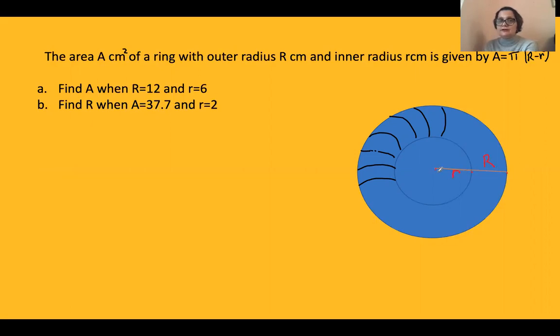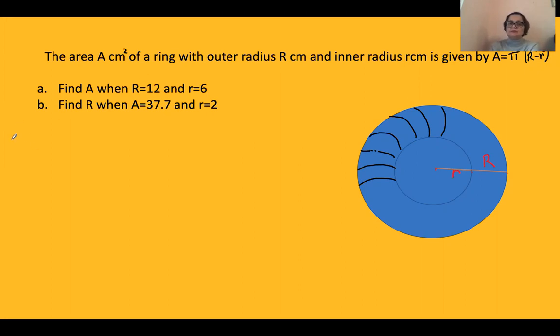and the inner radius is lowercase r, is given by this formula here. A equals pi in brackets, capital R to the power of 2 minus lowercase r to the power of 2. Now, in the beginning, it says find area A when big R equals 12, and little r is 6, both in centimeters.